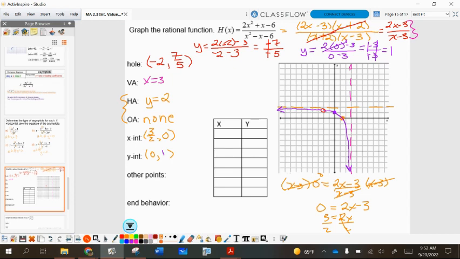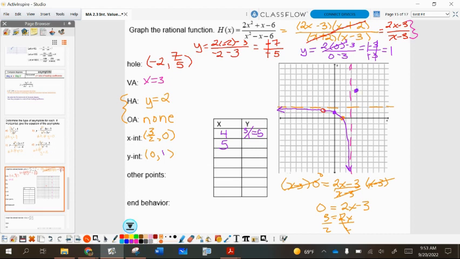All right, now let's ask for other points. We need to see what the rest of the graph looks like. So what happens on the other side of that asymptote? So let's pick some numbers that are going to be easy to plug in. How about we try 4 and 5 and see what our graph looks like. Okay, so if I plug 4 in for x, that's going to be 2 times 4 is 8, minus 3 is 5, over 4 minus 3 is 1, so 5 over 1 is just 5. Okay, so that's going to be the point 4, 1, 2, 3, 4, 5, so the point (4, 5).